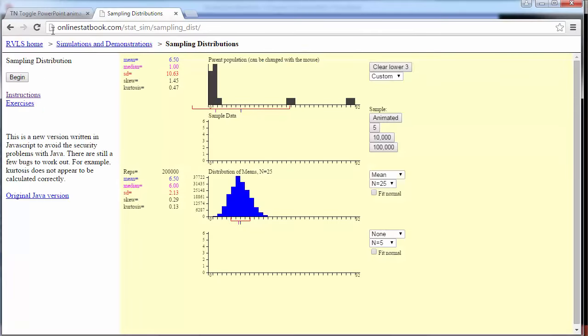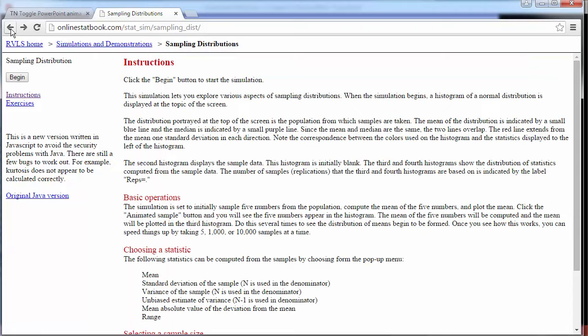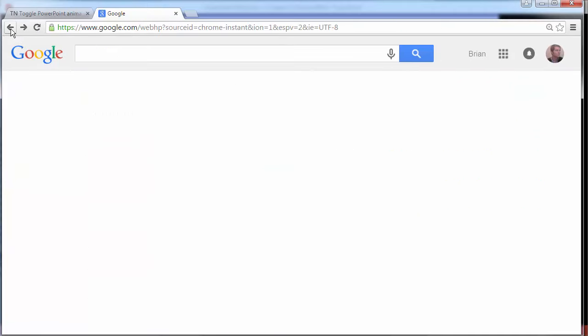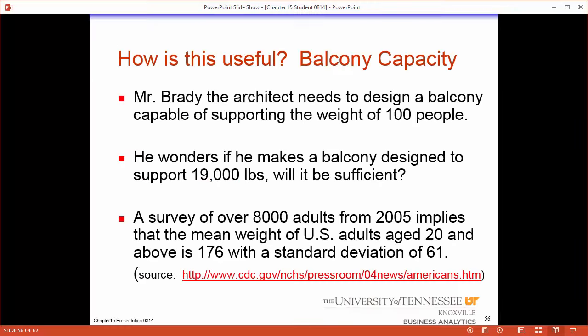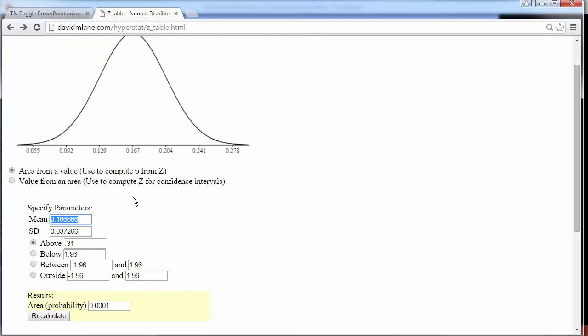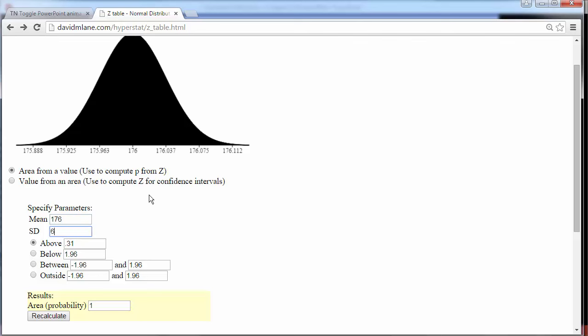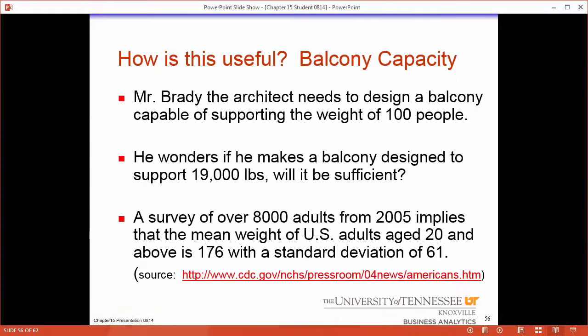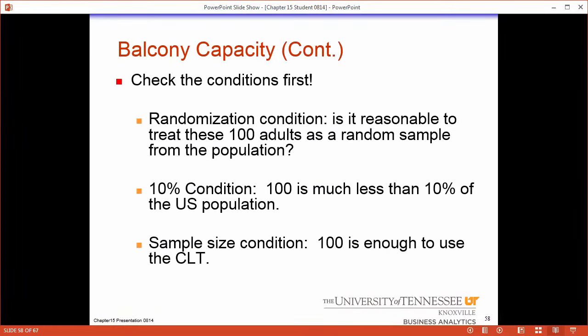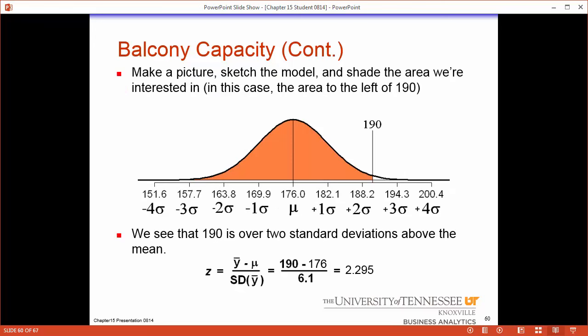So let's go here and look back at, here we go back in time. We can put this in, I think it was 176, 6.1, and we want to look at it going above 190. The probability of above 190 is 0.011 rounding, so about 1.1%, and we see that here in the coming slides. It's about 1.1%. Very rarely would this happen.